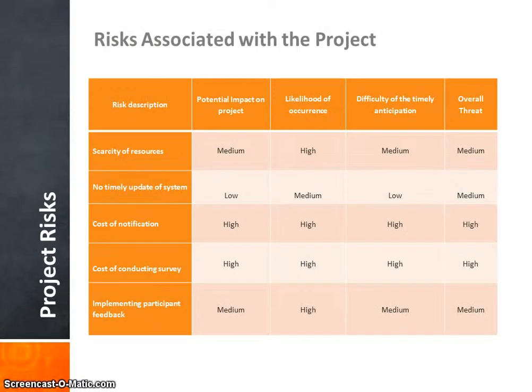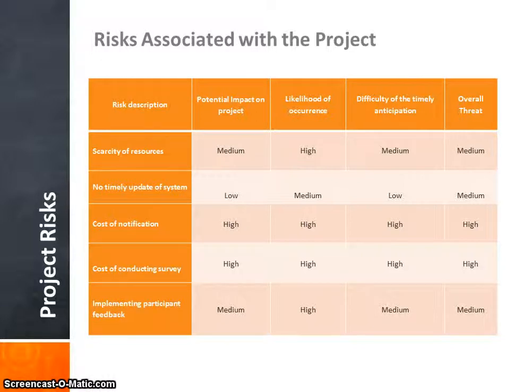So what are the risks associated with the project? Sometimes there's scarcity of resources, there's only one person working, which is the president. No timely update of the system can happen since there is scarcity, and she might be busy with other tasks. The cost of notification to be sent via email, text, or any other medium is usually very high. So this is a risk associated.